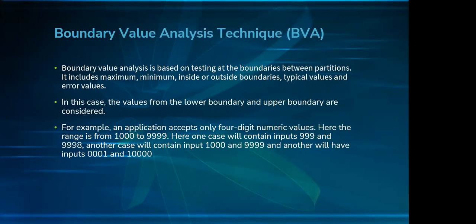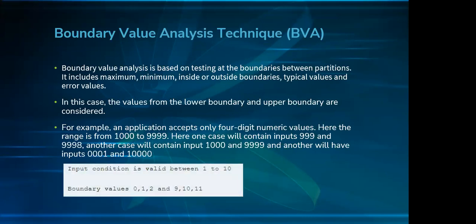Here, one case will contain input 999, valid, and 9998. Another case, 1,999. Another case, it will be 001 or more than 10,000. So everything around that edge case, you have to test it.